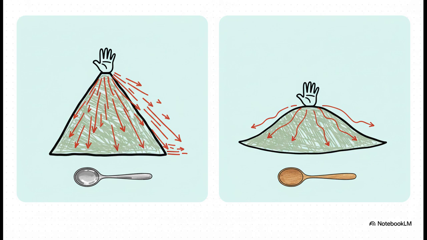For a high conductivity material like that metal spoon, the temperature hill is incredibly steep. The instant you touch it, heat just rushes away from your warm hand into the metal. That's the cold sensation you feel. But for a low conductivity material like wood, the hill is really, really shallow. Heat just trickles away slowly, so it doesn't feel cold at all. So here's the kicker. The metal spoon isn't actually colder, it's just a much better heat thief.